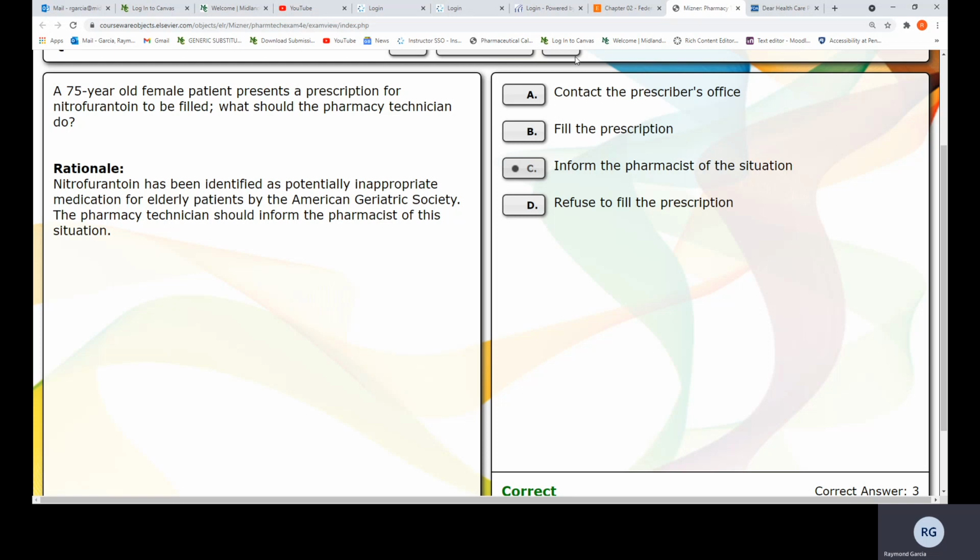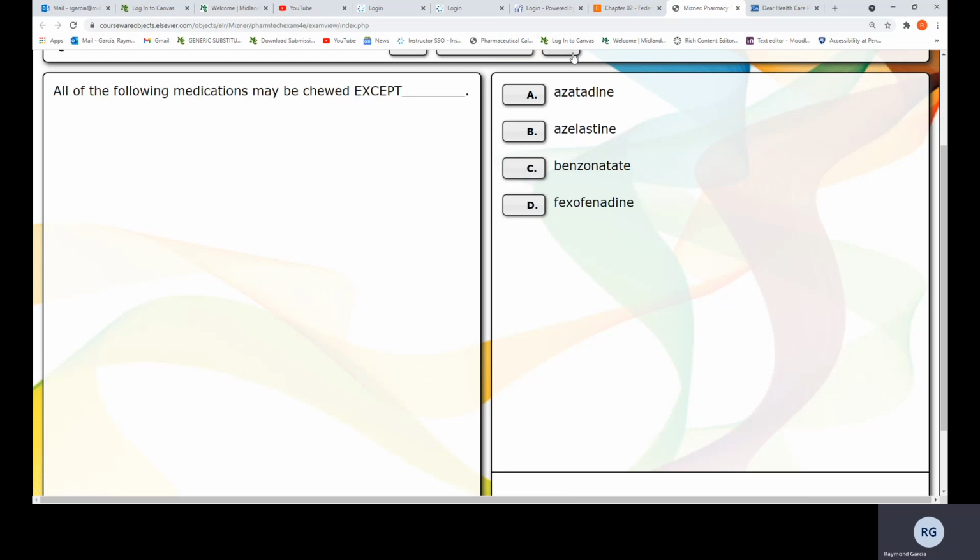All of the following medications may be chewed, except which one? Azatidine is just an antihistamine.